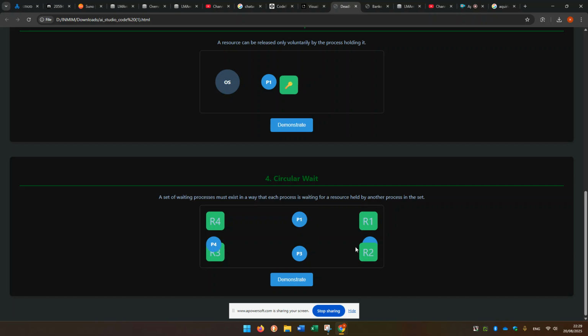Circular wait is that there is a set of processes, each one of them holds a resource but waits for the next process's resource. A set of waiting processes must exist in a way that each process is waiting for a resource held by another process in the set. So you can see that each one of them holds a resource but waits for another process in the set, so it is called a circular wait.